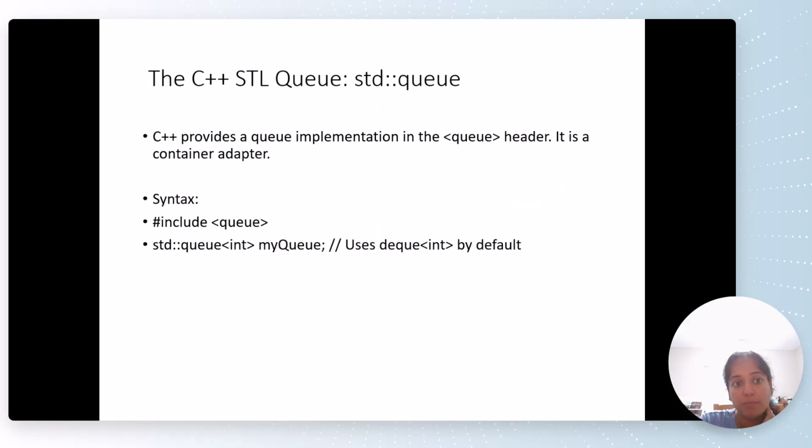C++ again provides an STL queue, which is std::queue, which we have in the queue header file. We use this syntax to implement the queue.